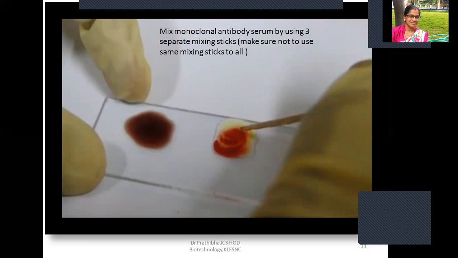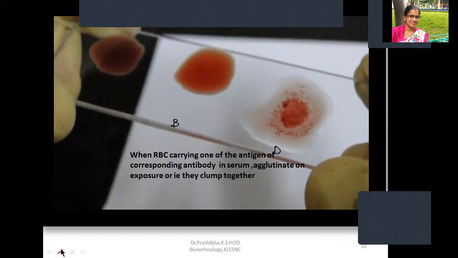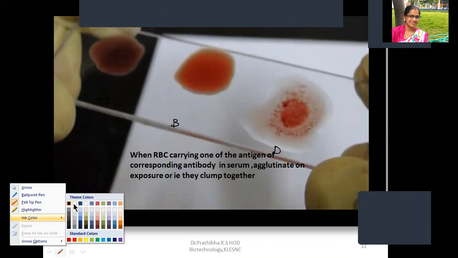So what I have given here is to mix monoclonal antibody serum using three separate mixing sticks. You take a stick and mix this one, then take another stick and mix this one. Use separate sticks each time, and the third one will also be mixed. For example, we mixed here in this case. We have written this as the A circle, this as the B circle, and this as the D circle. Now let me know what kind of blood group this is.